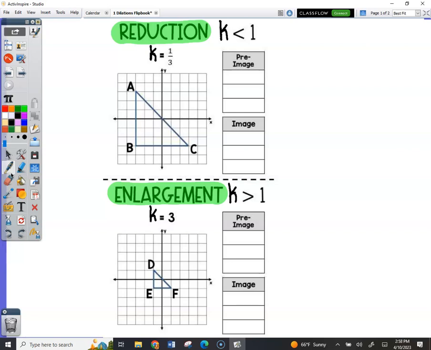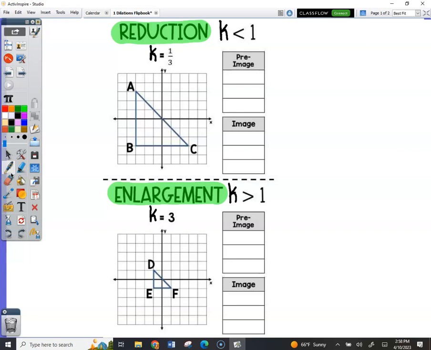If we were talking about the slope of a line, what lowercase alphabetical letter refers to the slope of a line? M. Thank you. M refers to the slope of a line. There is a lowercase alphabetical letter that refers to the scale factor of a dilation, and it's K. It's lowercase k. That stands for scale factor.